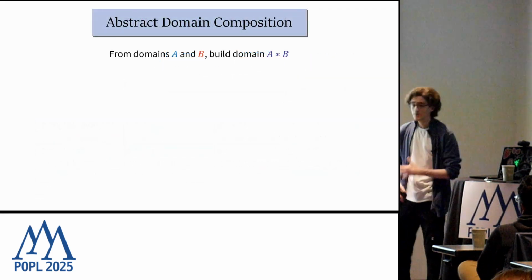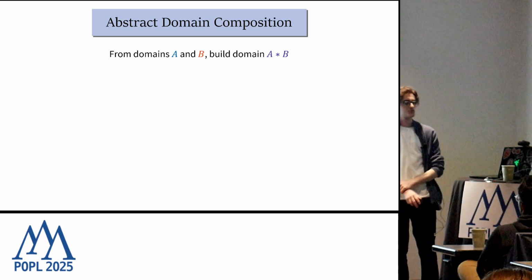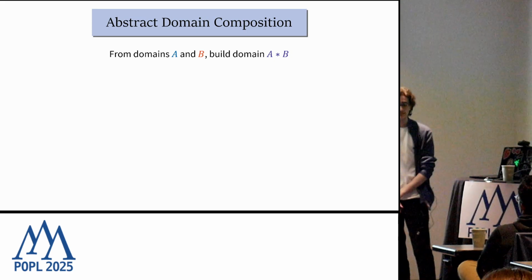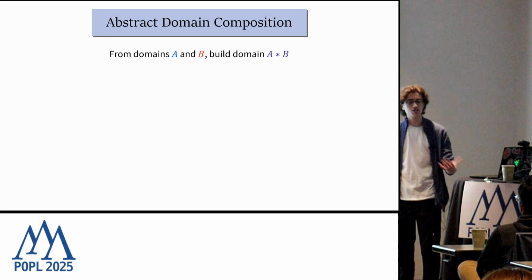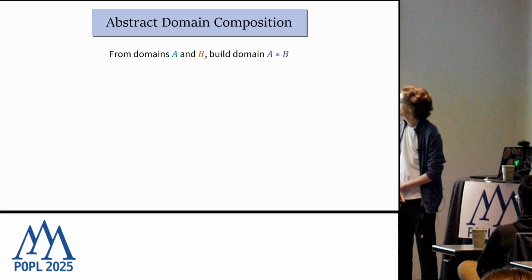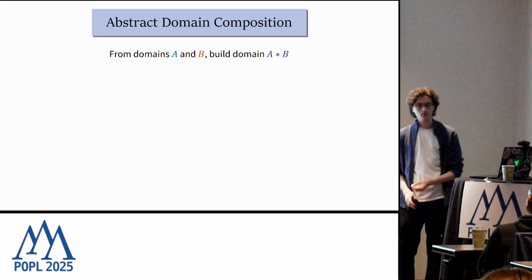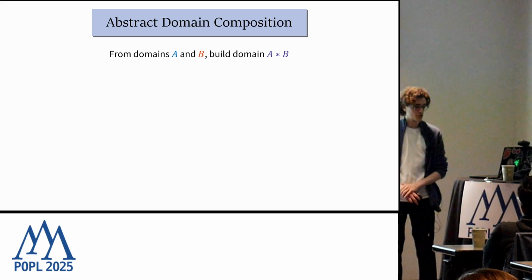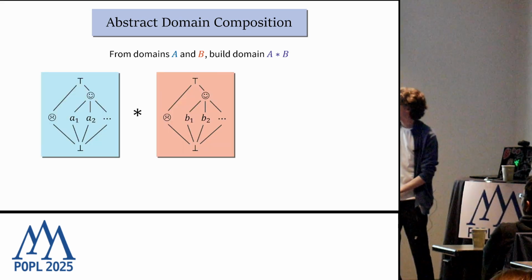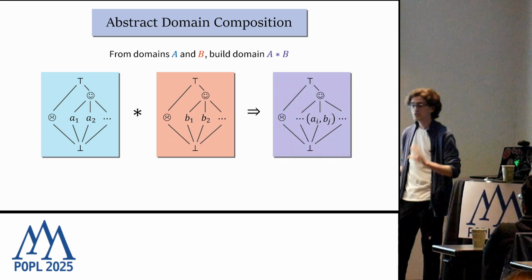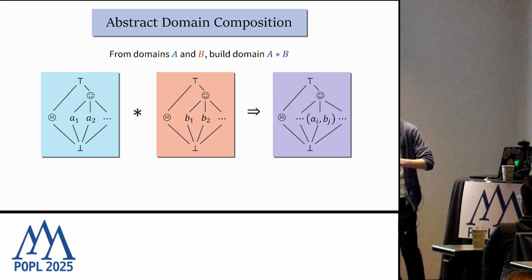As one final topic, I mentioned earlier that this is amenable to composition of disjoint heap structures. So let's suppose that we have 2 abstract domains, A and B, which each have their own projection function and set of abstract values. We can build a domain A star B, which is analogous to the concrete separating conjunction. So if these are our 2 abstract domains, what happens when we compose them is we don't take an actual product over the entire domains.